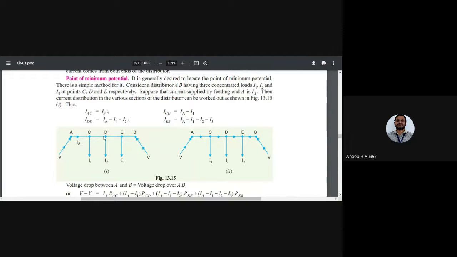Next, CD. So I1 is there. The current flow in CD section is IA minus I1. Next, similarly, IDE, which will be IA minus I1 minus I2, and IEB is taken as IA minus I1 minus I2 minus I3. So that is what all the sections currents are given like this. So these are the relevant set of equations you have got, and you are going to get these equations like this.